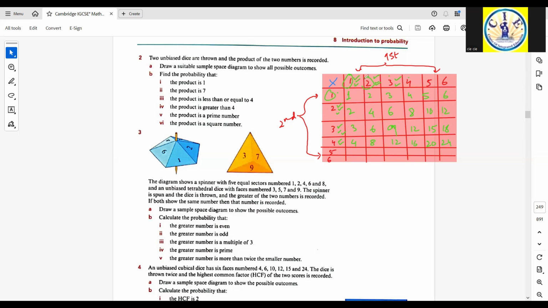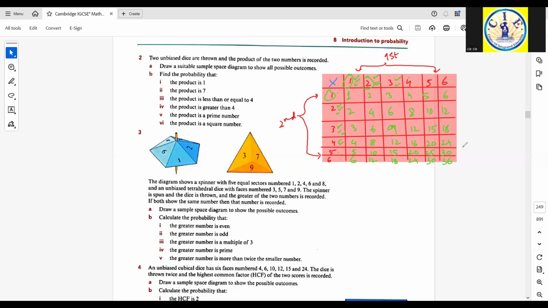And now for this, 1 from the first and 5 from the second. 1 times 5 is 5, 2 fives are 10, 3 times 5 is 15, 4 fives are 20, 5 fives are 25, and then 6 fives are 30. Then 1 times 6 is 6, 12, 18, 24, 5 times 6 is 30, and 6 sixes are 36.